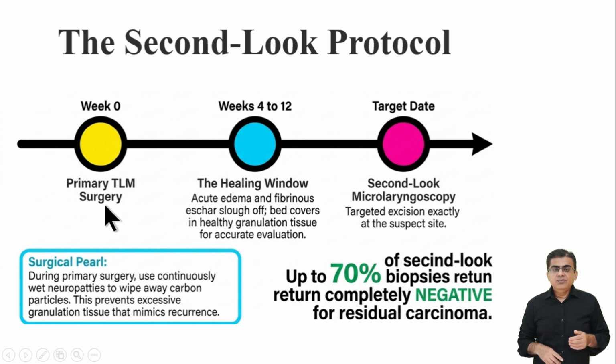The time period between week 4 to 12 is the specific waiting period of the healing window. During this time, all the acute swelling and thick fibrinous eschar will naturally slough off. The surgical bed will then safely cover itself in healthy granulation tissue. This clean and stable bed finally allows us to make a perfectly accurate evaluation.